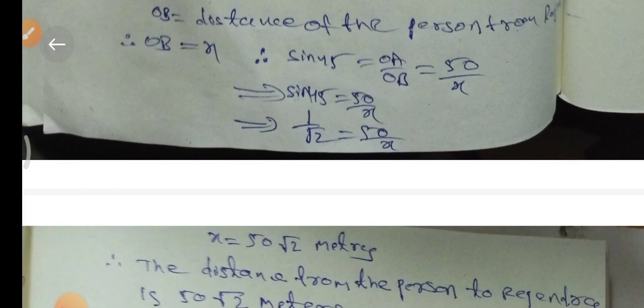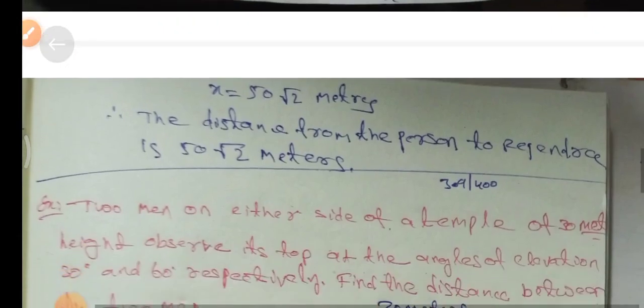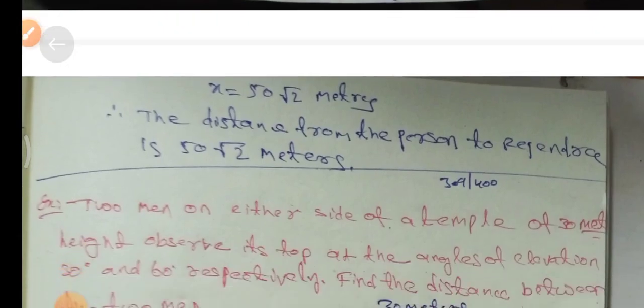Therefore, sin 45 is equal to OA by OB, which is equal to 50 by x. This implies that 1 by root 2 is equal to 50 by x. X is equal to 50 root 2 meters.